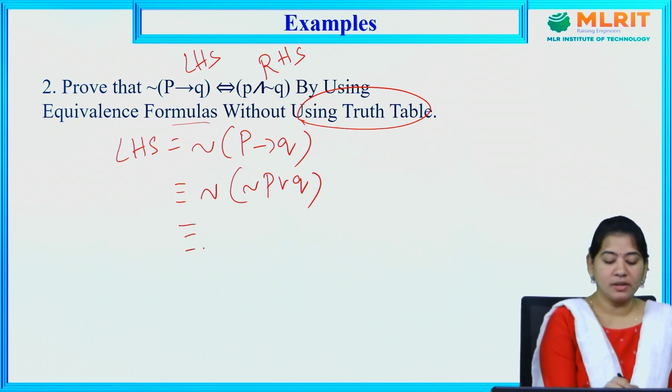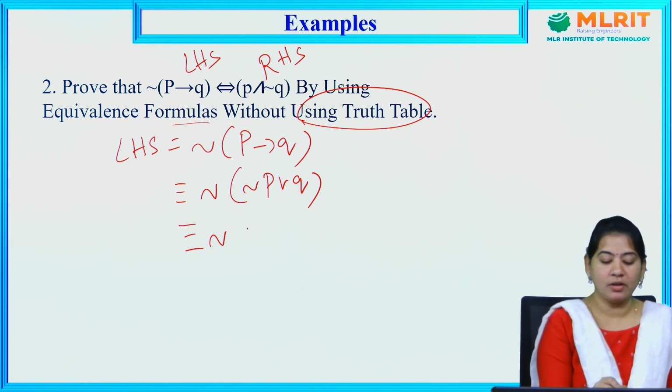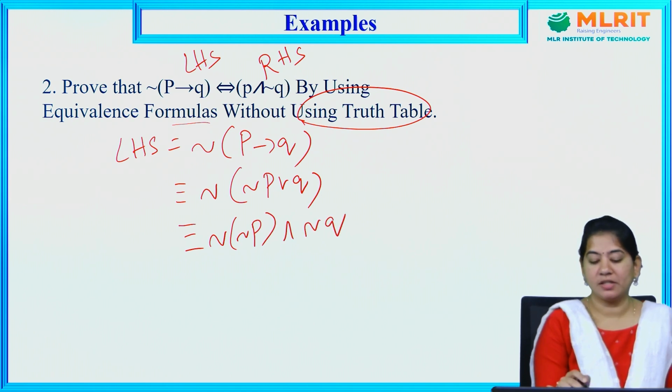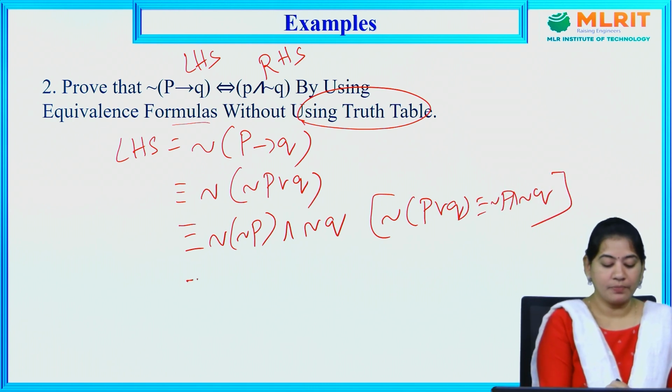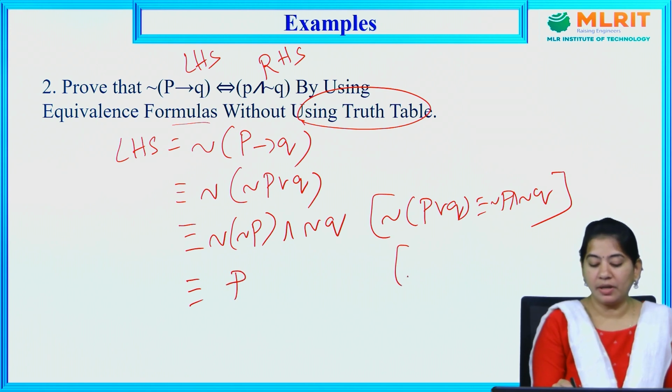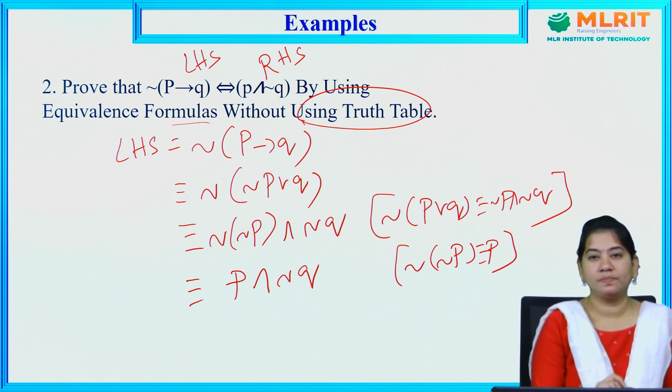So in this, if we observe, this is the negation of (P or Q). By using De Morgan's law, here, negation of negation P and negation Q. We have just applied De Morgan's law: negation of (P or Q) is equivalent to negation P and negation Q. Now, negation of negation P is what here? P, by using the double negation. Negation of negation P is equivalent to P, and here, and negation Q.